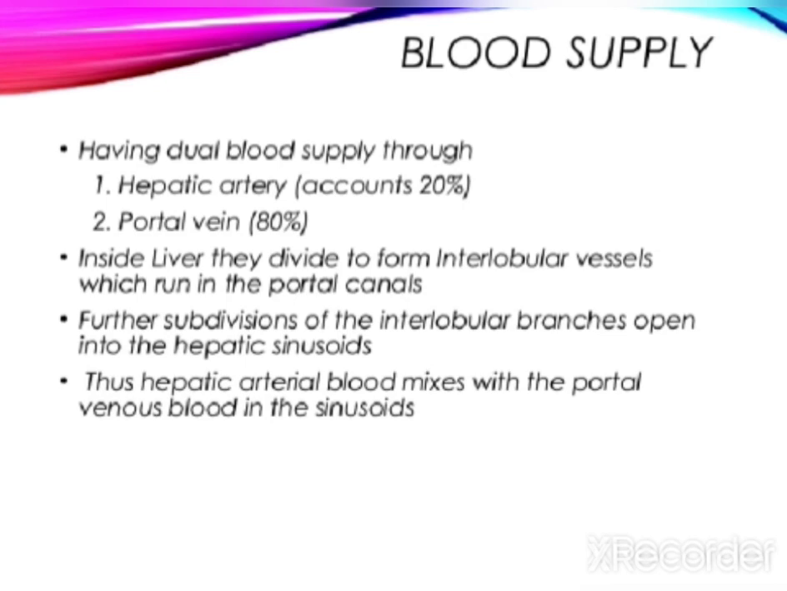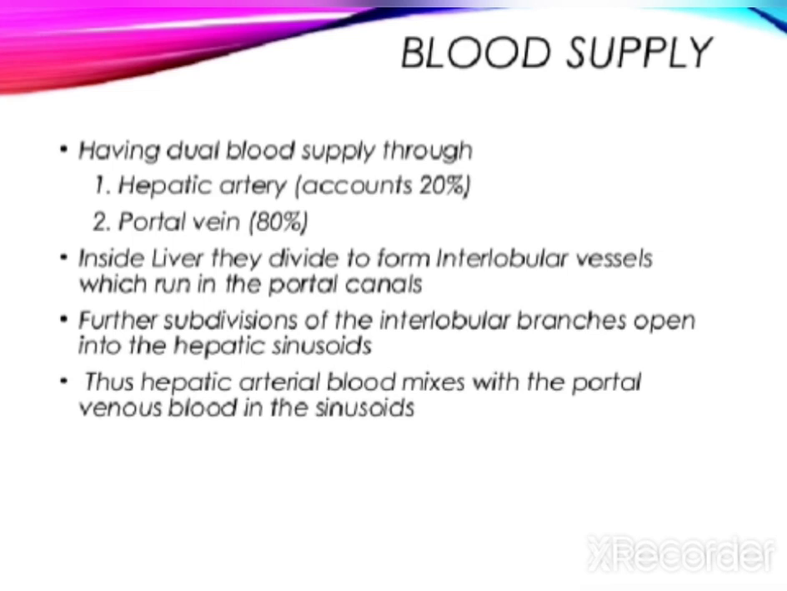Inside the liver, the hepatic artery and portal vein divide to form interlobular vessels which run in the portal canals. Before entering the liver, both the hepatic artery and the portal vein divide into right and left branches. Within the liver they redivide to form segmental vessels, which further divide to form interlobular vessels which run in the portal canals.